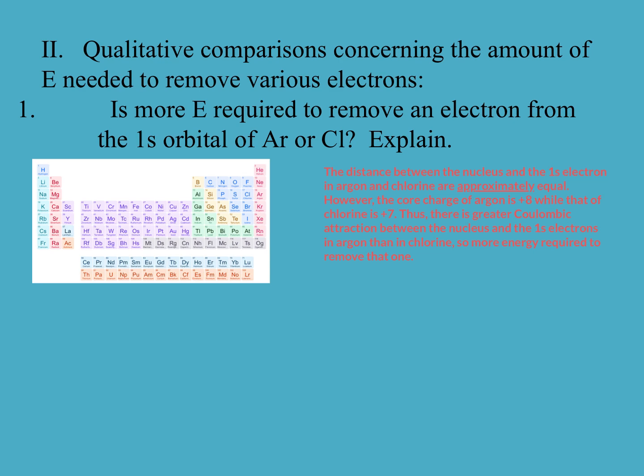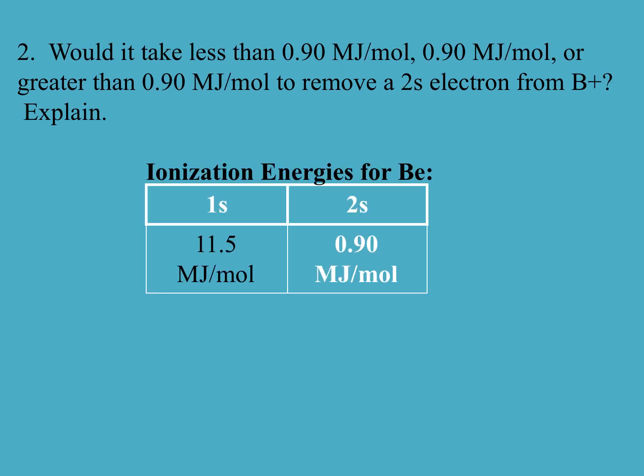Okay, so now let's go on to the next question right here. Would it take less than 0.9 megajoule per mole, or greater than 0.9 megajoule per mole, to remove a 2s electron from the boron positive ion? And explain. They give you the ionization energy for beryllium. So go ahead and take a look at the periodic table, see if you can come up with your own explanation, and then pause the video.